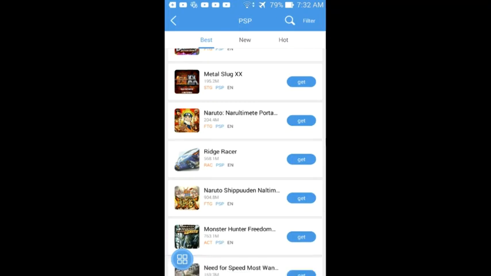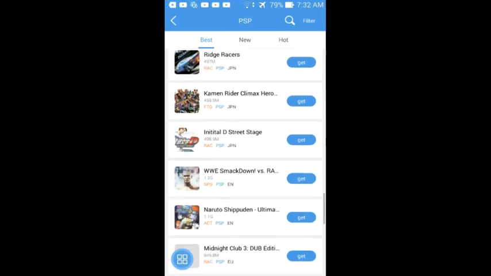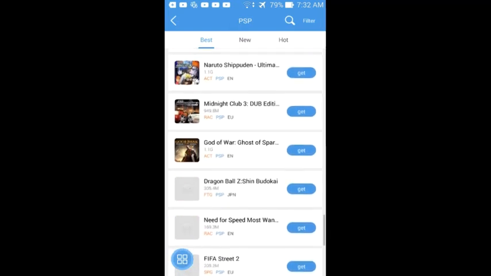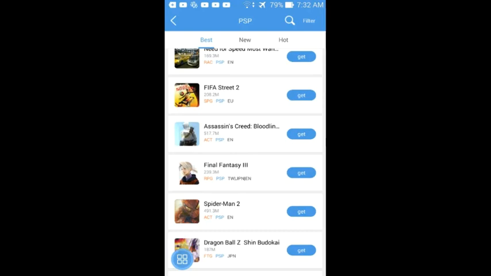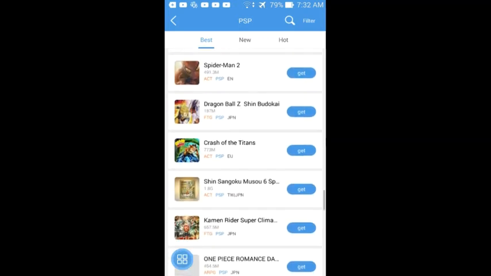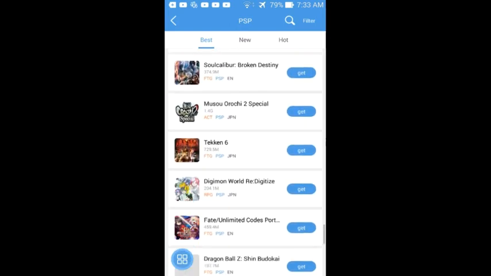2K14, Ridge Racer, Ultraman, Crash of the Titans. They have WWE SmackDown. I think they have NBA here as well. See, Assassin's Creed Bloodline. I have this in like 100 plus MB. It's highly compressed. Here, NBA, 93 MB, guys. The old NBA. Check that picture. It's still the Seattle Supersonics. Okay, I think that's it for now.